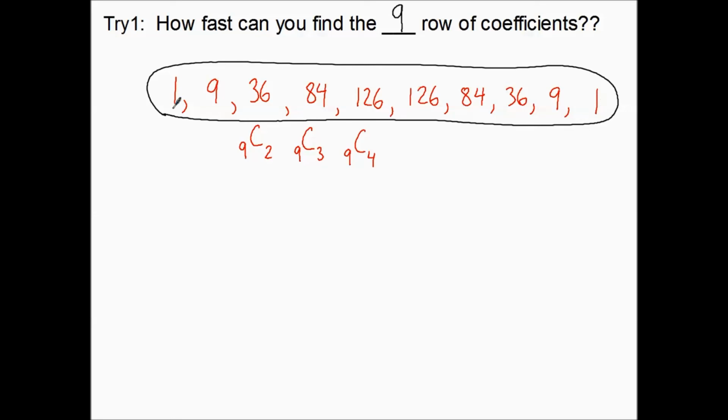But understand, you don't need to use the 9 choose 0. Of course that's going to be a 1. Where the 9 choose 1, of course it's going to be a 9 because we know that the 9 row would start with a 1 and a 9. The 17 row would start with a 1 and a 17, and so on and so forth.